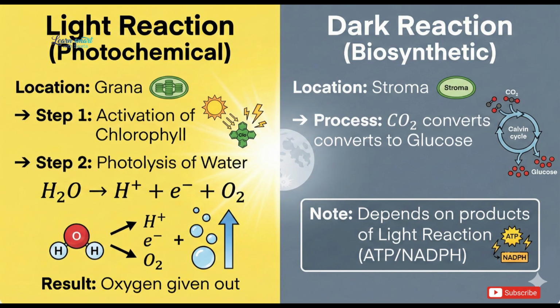The dark reaction is called so because it does not require light directly. It uses ATP and NADPH made in the light reaction to fix carbon dioxide into glucose. Since this reaction does not require light directly, it is called the dark reaction. It doesn't mean that it takes place in the dark. It is therefore now called the light independent reaction.